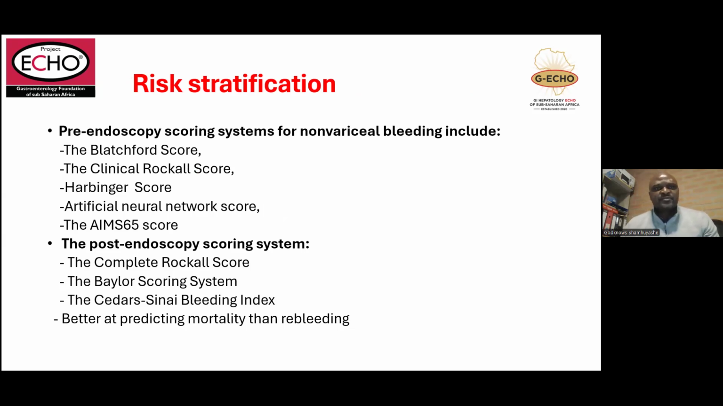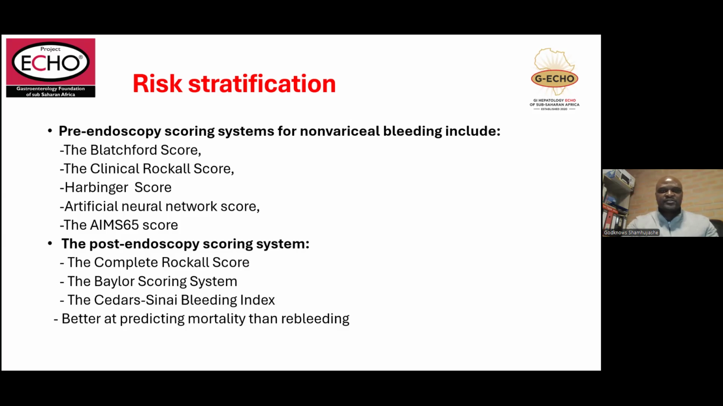With the pre-endoscopic evaluation, you have various scoring systems which can be used for non-variceal bleeding. We have the Glasgow-Blatchford score and also the clinical Rockall score. But the clinical Rockall score encompasses both pre-endoscopic and post-endoscopic scores. We have the Baylor score and also the artificial neural network score, and the AIMS65 score. There are different types of scoring systems which you can use.